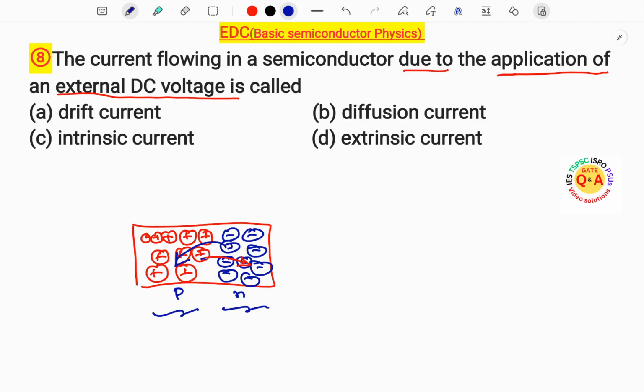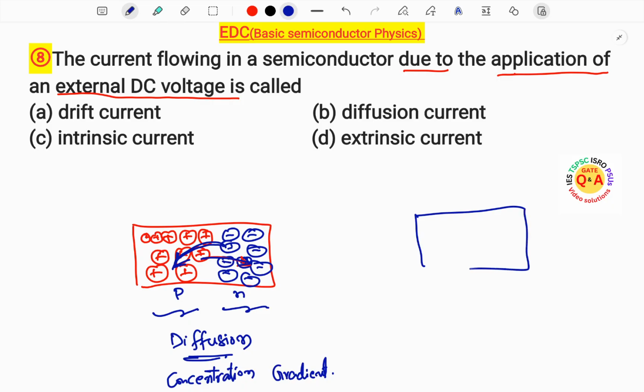Here holes diffuse into this side, and electrons diffuse from this side to that side, means charge carriers are diffusing from one side to the other, from higher concentration to lower concentration. So due to this, current is generated, and this current is called diffusion current. This occurs only due to concentration gradient. Gradient means changing; concentration changing may lead to current. That current is known as diffusion current.